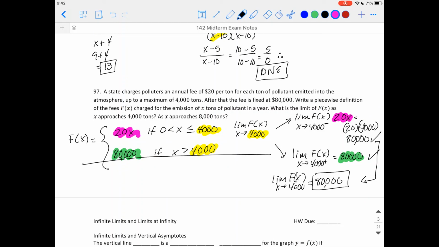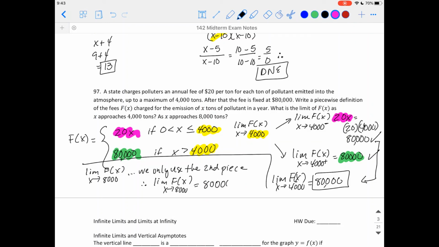Now, as it approaches 8,000 tons, so the limit of f of x as x approaches 8,000, we only use the second piece. Therefore, the limit of f of x as x approaches 8,000 is going to be 80,000. And it's that same green one that we have in the piecewise.